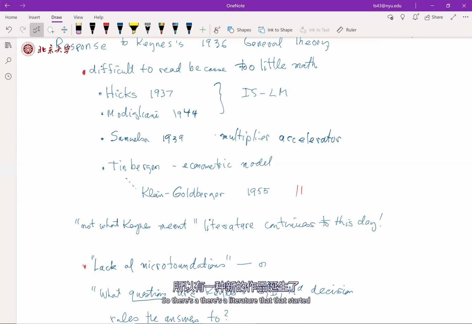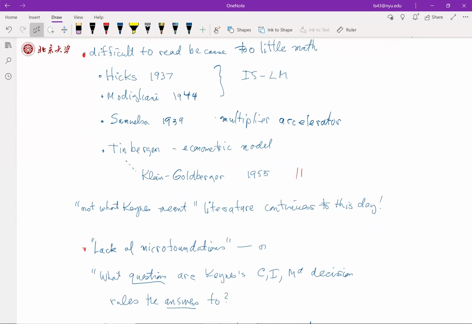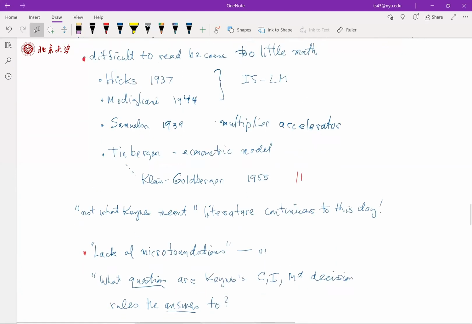So there's a literature that Keynes started. It's the "that's not what Keynes meant" literature. Keynesian economics is not what Keynes meant. That literature continues to this day. I just read a book by a prominent policymaker in 2020 saying you guys don't know how to read Keynes. Well, whose fault is that?